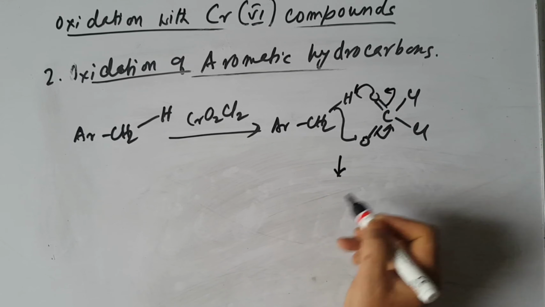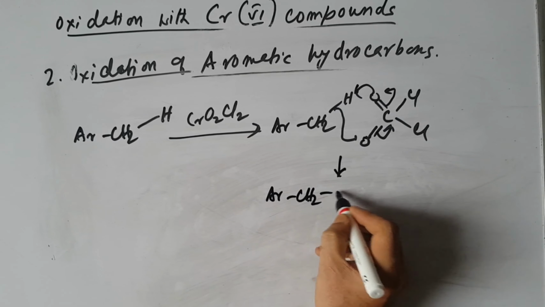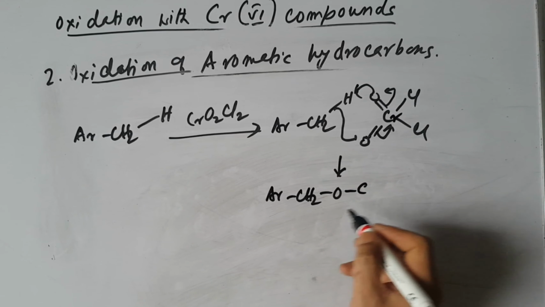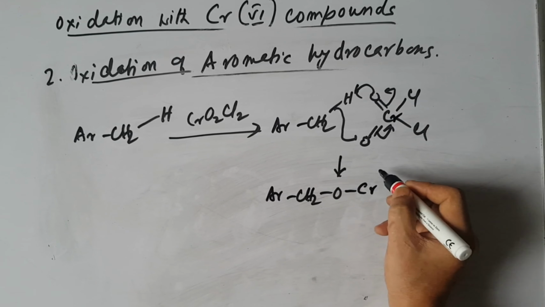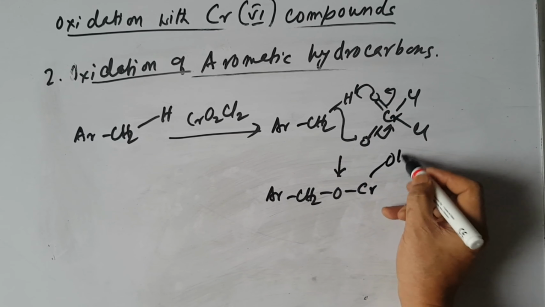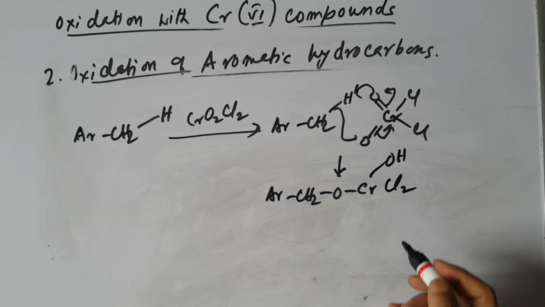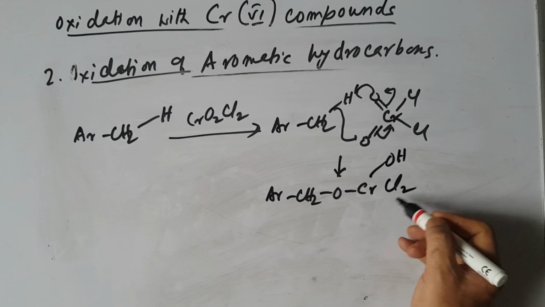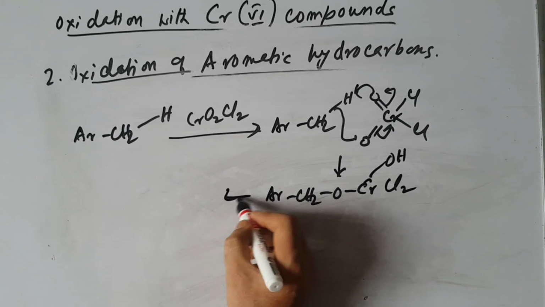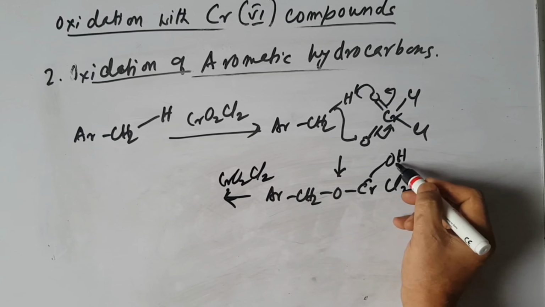So here we get this intermediate, ArCH2-O-Cr, chromium chloride, with OH and Cl2. Okay, we have OH here, and then you have Cl2 here, chromium chloride. This can react with another chromium chloride, CrO2Cl2, so this OH can attack here.